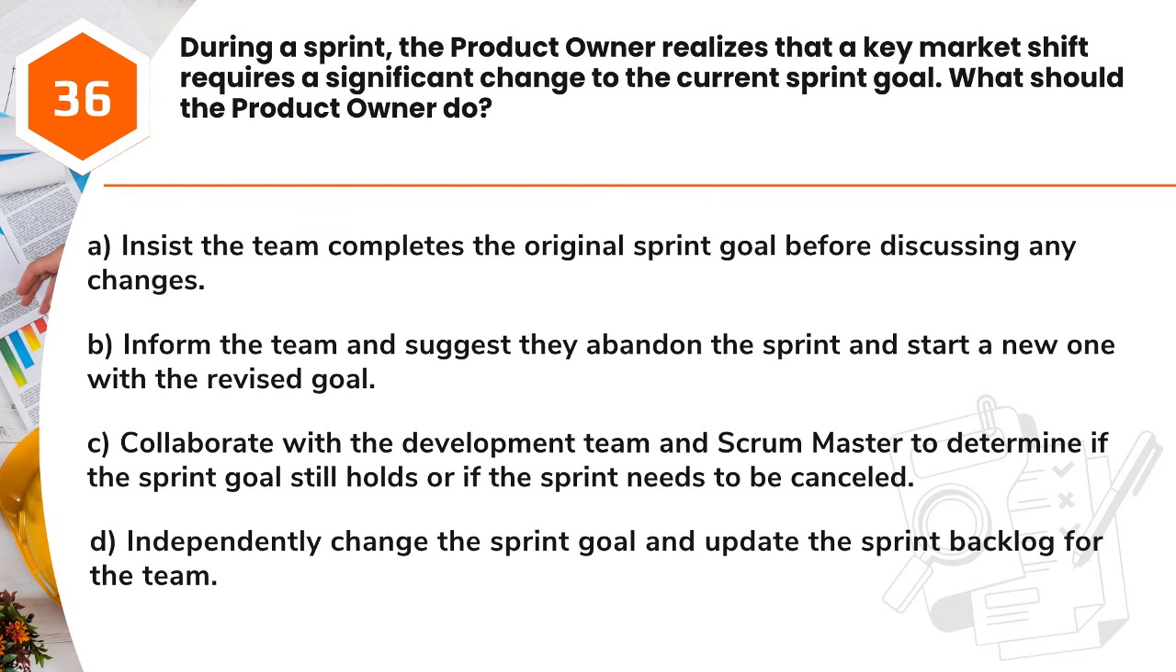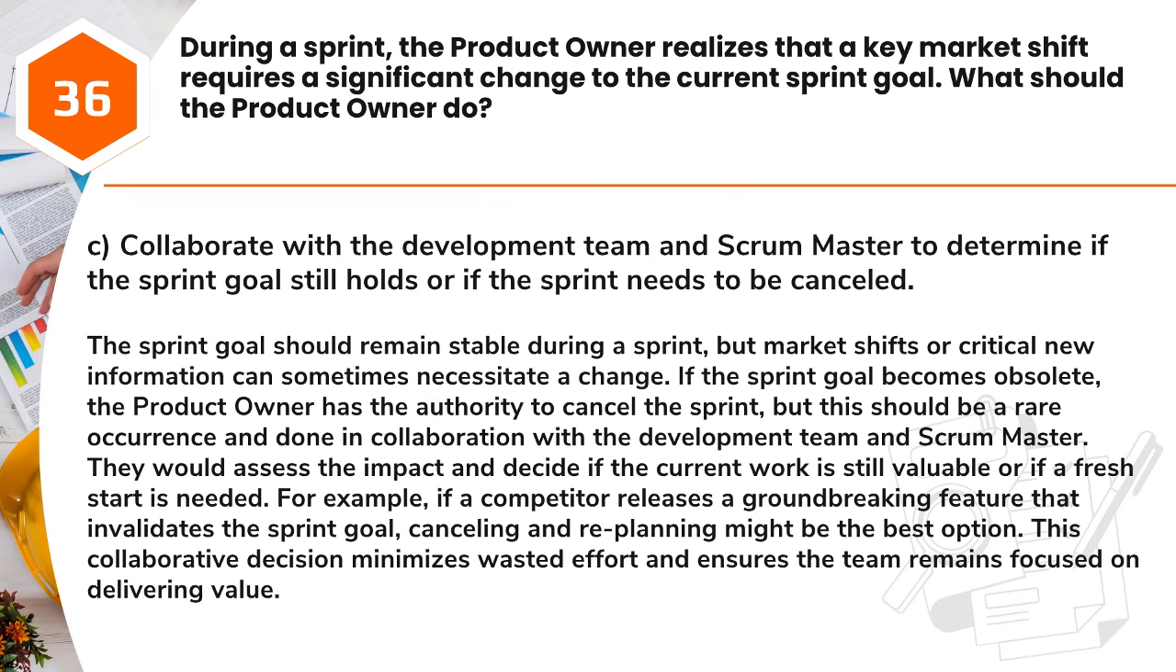Answer: C. Collaborate with the development team and Scrum Master to determine if the sprint goal still holds or if the sprint needs to be cancelled. The sprint goal should remain stable during a sprint, but market shifts or critical new information can sometimes necessitate a change. If the sprint goal becomes obsolete, the product owner has the authority to cancel the sprint, but this should be a rare occurrence and done in collaboration with the development team and Scrum Master.